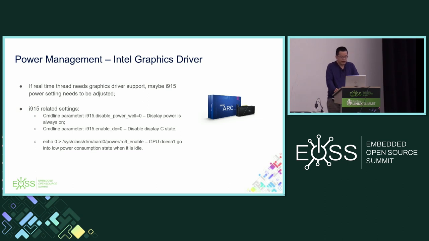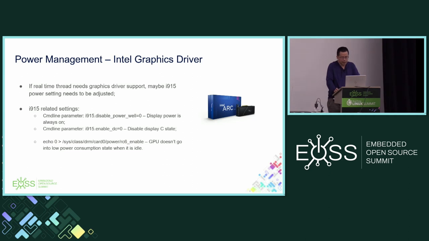First, the i915 command line parameter is i915.disable_power_well. From the name, we could know it's just a power well that is always on. We set it to zero, which means the display module power well is always on.